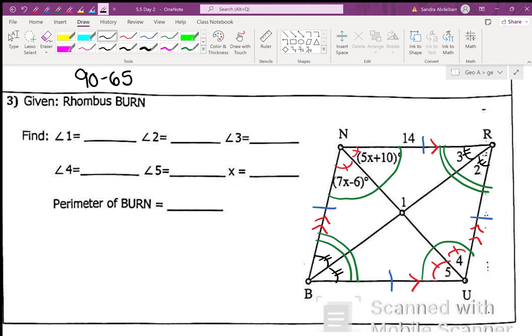Tell me something about the diagonals of a rhombus. Are all four parts of the diagonals congruent? In a rhombus, are all four parts congruent? No, that's only a rectangle, and by default then a square, right? So that's not in a rhombus. What about the diagonals of a rhombus? Because it is a parallelogram, the diagonals do what to each other? They bisect each other. So that means these two are congruent and these two are congruent, not all four.